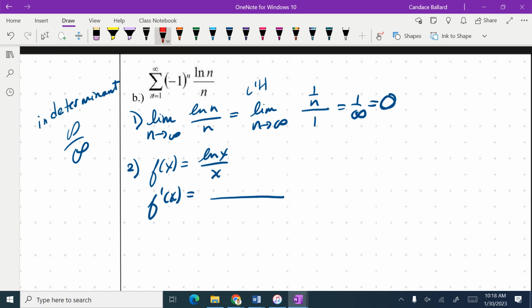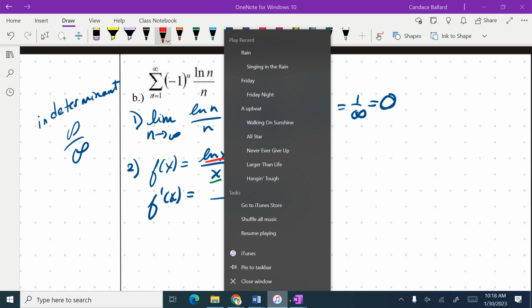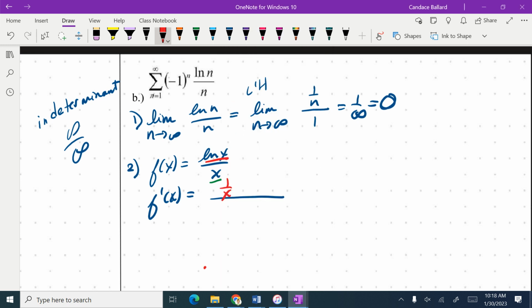What rule am I going to need to do for this first derivative? Quotient rule. It's a good thing we've reviewed that recently. All right, derivative of natural log of x: 1 over x. And then keep the green, right? Use some subtraction. Keep natural log of x. What's the derivative of x? 1, and then all over x squared. Okay, I know those cancel, so I've got 1 minus the natural log of x over x squared.